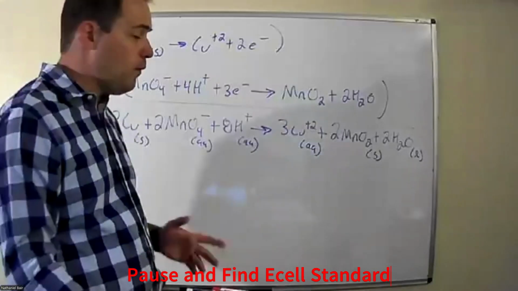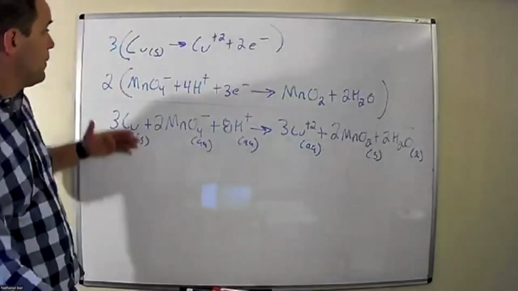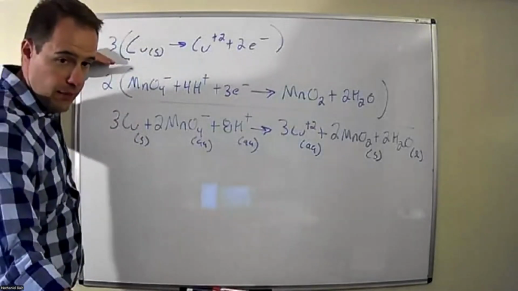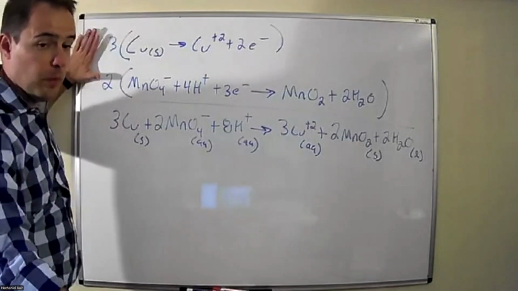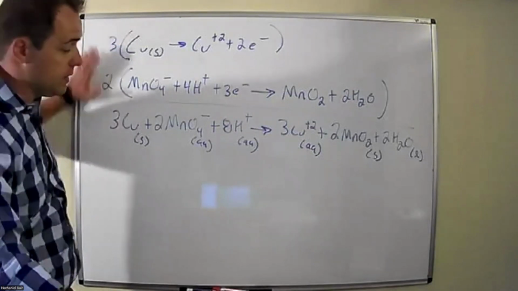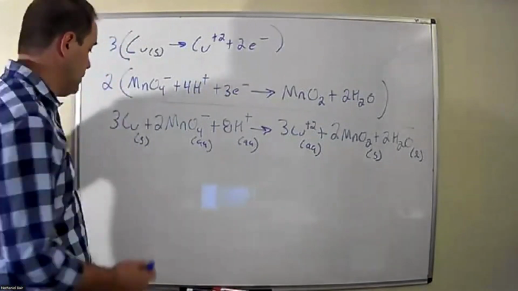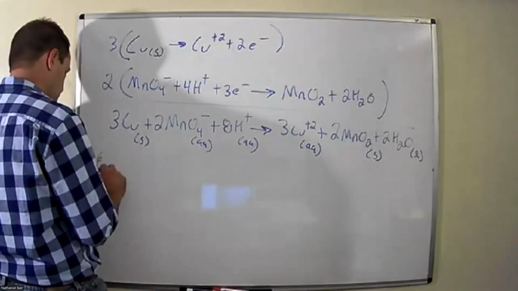All right. So hopefully you put it together. We have to multiply the copper half reaction by 3 and the permanganate half reaction by 2. My least common multiple, my N in this reaction, is going to be 6. That's going to be important in a moment when we Nernst this thing. But the first thing we need to do is get E cell standard.